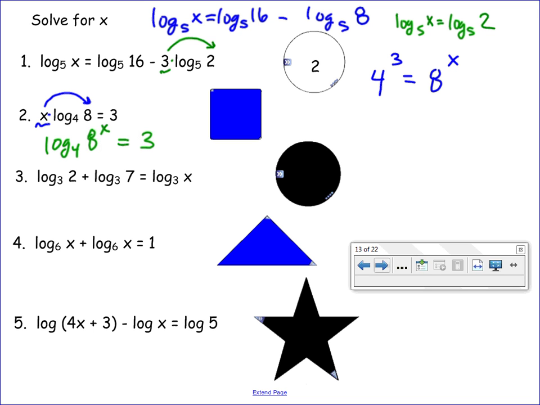Braden? 64. 64, so 64 equals 8 to the x, thank you. Can I figure out what x is through inspection? Absolutely. What is x going to have to be, Jackson? Survey says you are correct. Nice job.